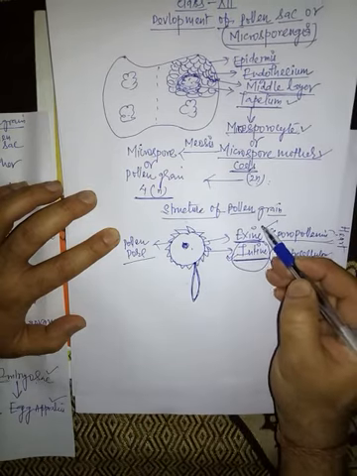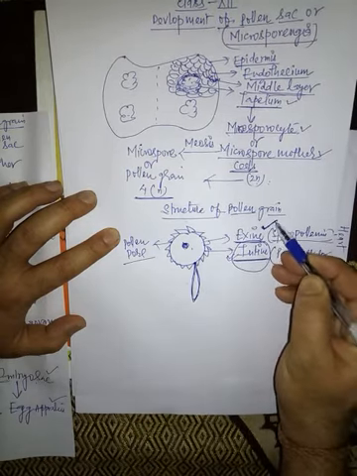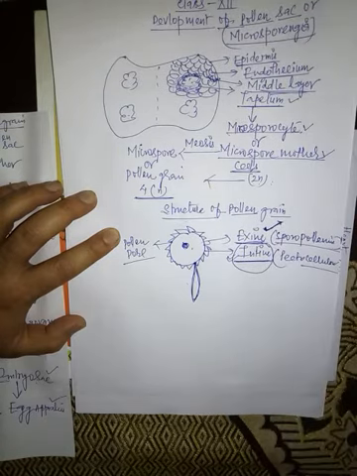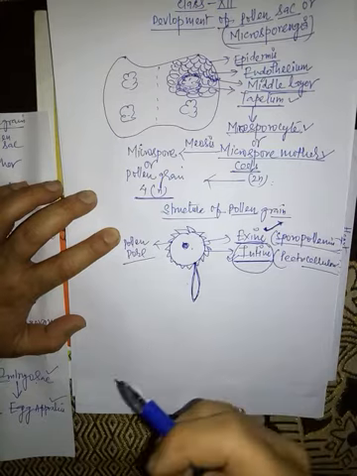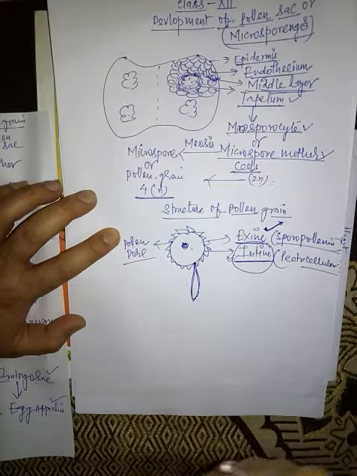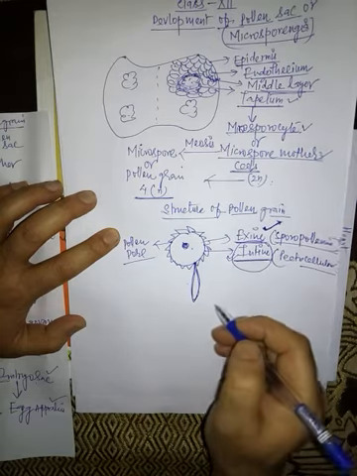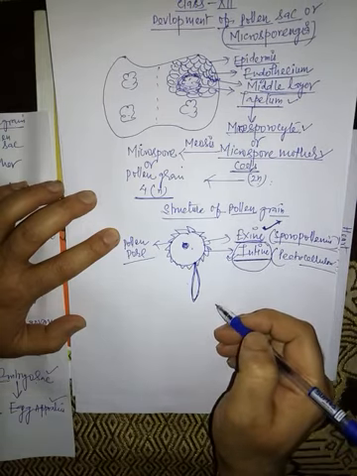So exine protects the pollen grain from drastic climatic conditions, and intine helps in the formation of pollen tube at the time of fertilization.